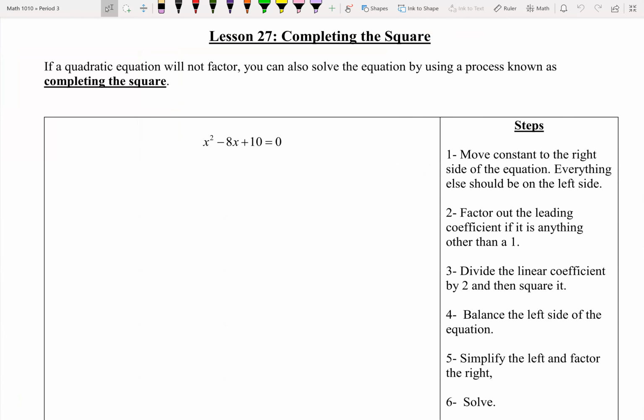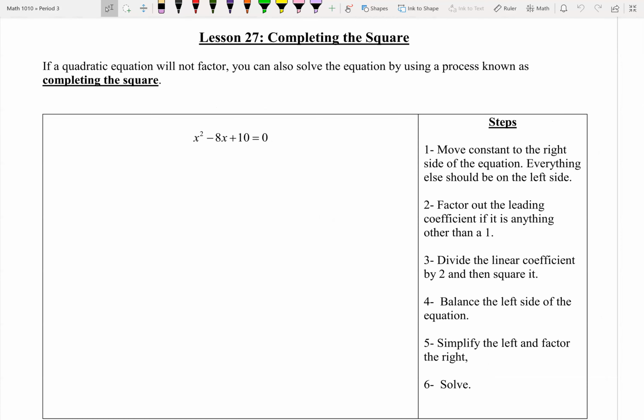All right. Lesson 27, completing the square. Okay. So I actually want to say something really fast before we start.